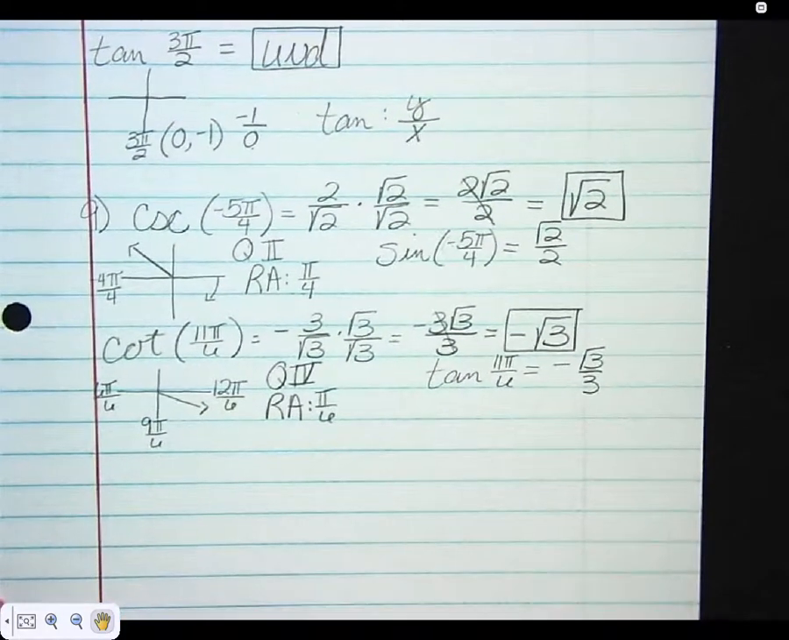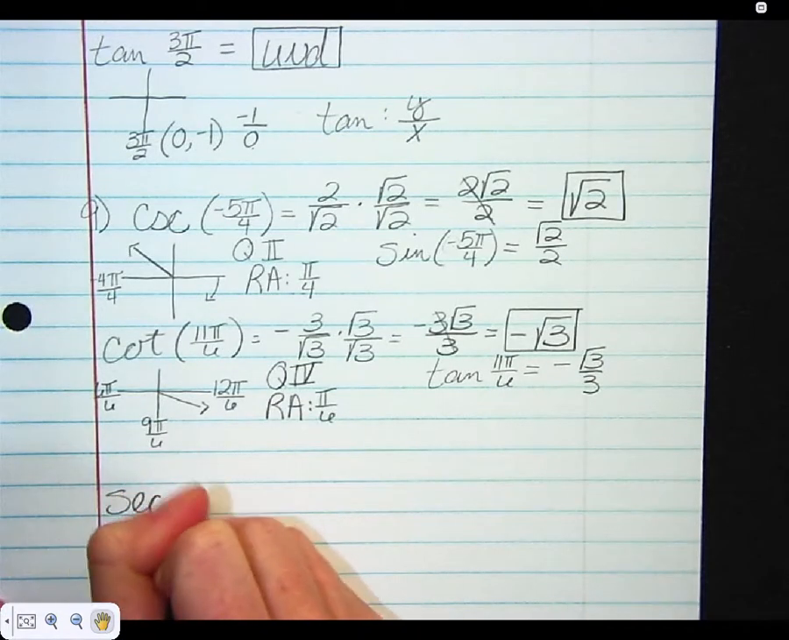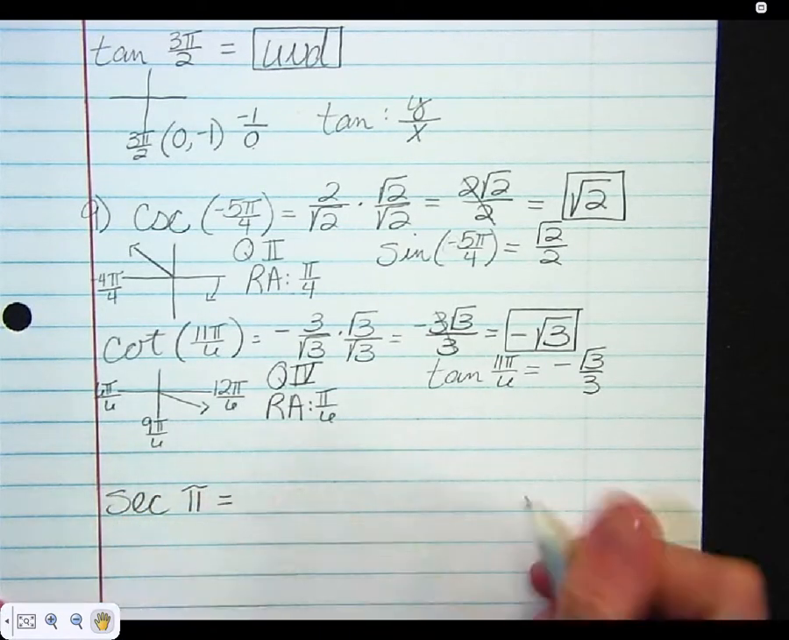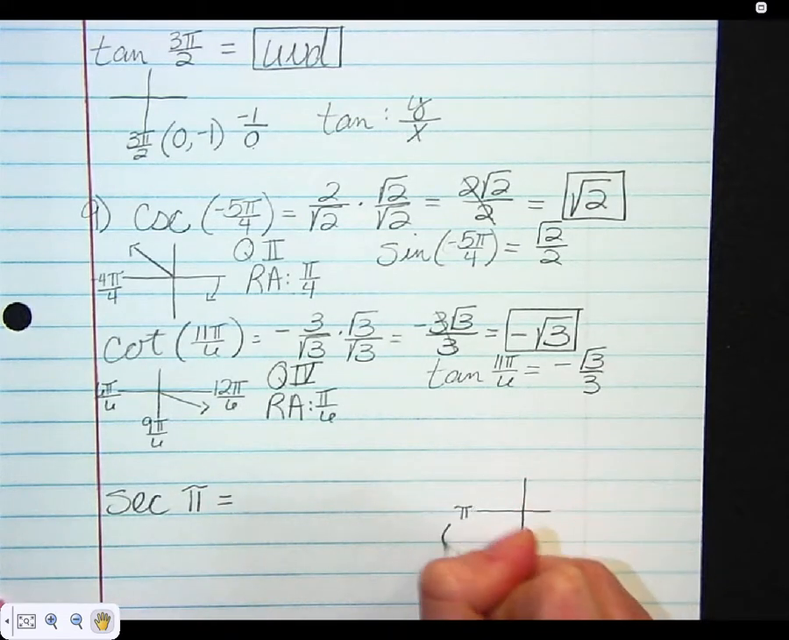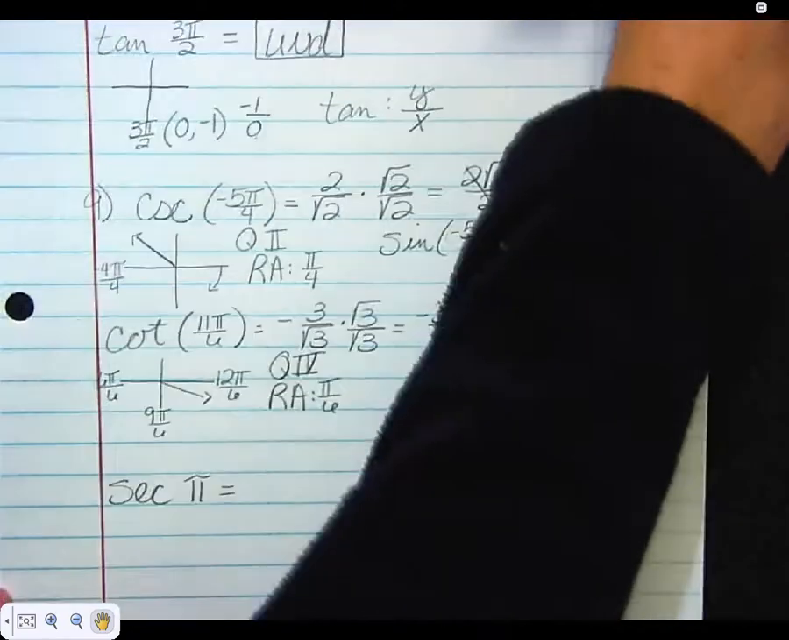And finally, on number 9, they asked me to find the secant of pi. So pi is still a quadrantal angle. Let's go over here to pi. And that's going to be at the point (-1, 0) right there when I'm talking about pi.